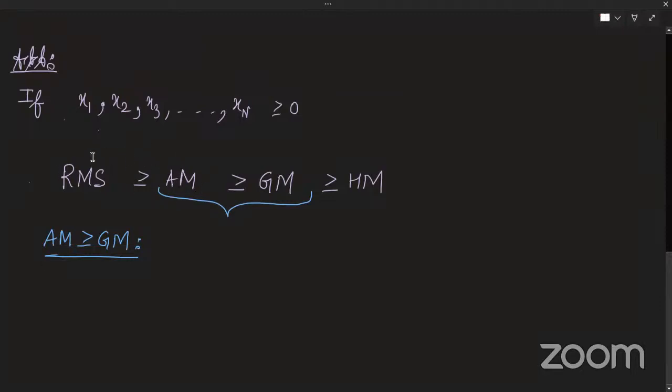So will you be able to tell me which of these is greater? Arithmetic mean or root mean square? You can tell that root mean square is greater. But in the JEE syllabus of mathematics, only this is the property we have: arithmetic mean is greater than or equal to geometric mean. Fine, everyone? Got it, everyone?